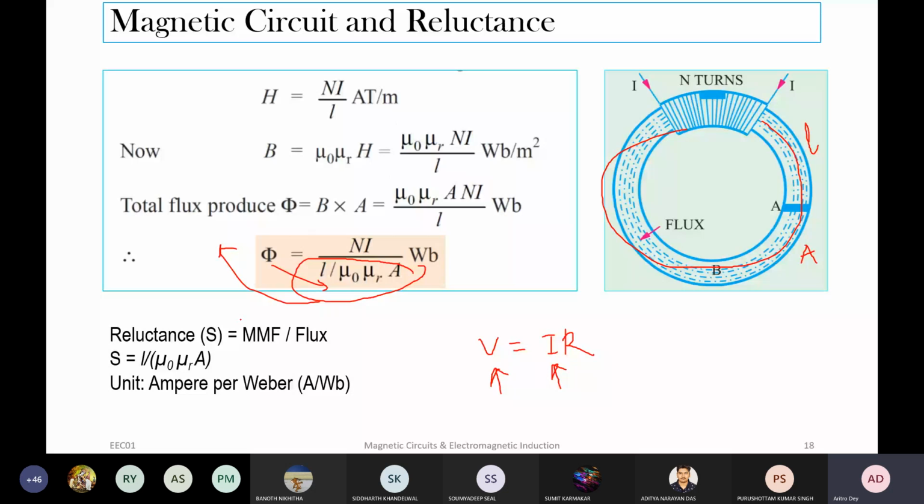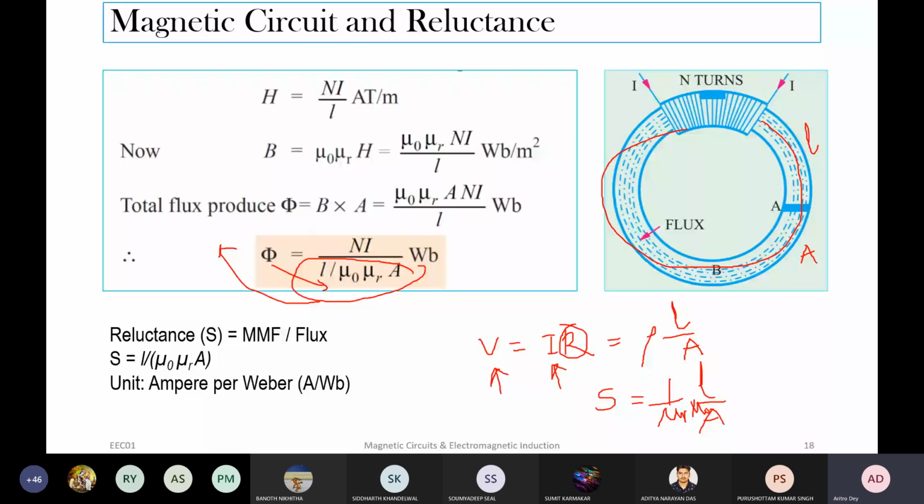Similarly, reluctance, which is usually denoted by S, is equal to L divided by A into 1 by permeability, mu 0 mu r. So this is also analogous to resistance. Whenever you have a magnetic circuit, you can apply the same concept as a DC circuit or simple resistive circuit, and the way you solve the resistive circuit, in the same way you can solve the magnetic circuit.